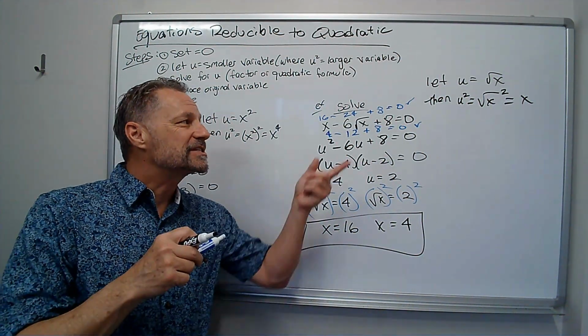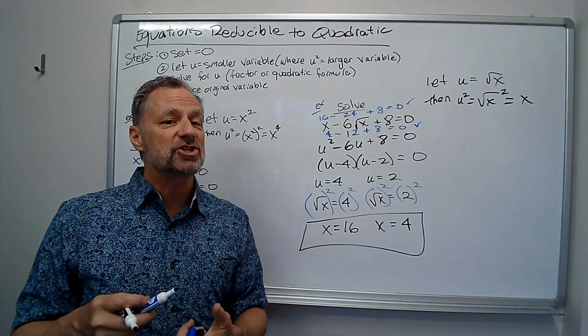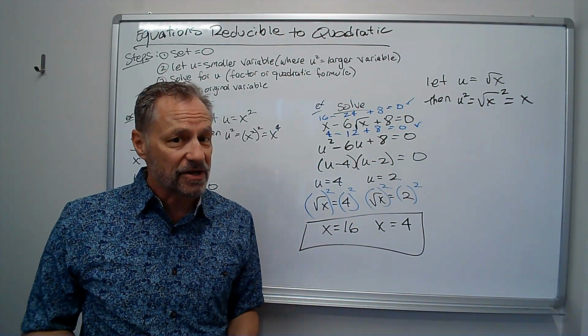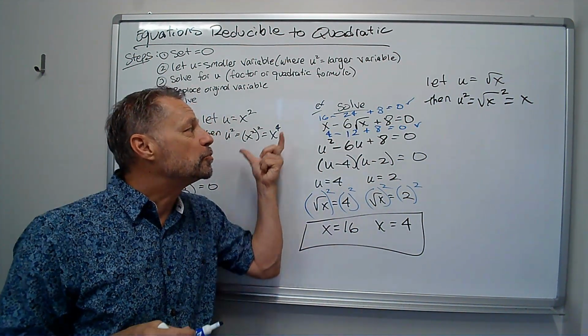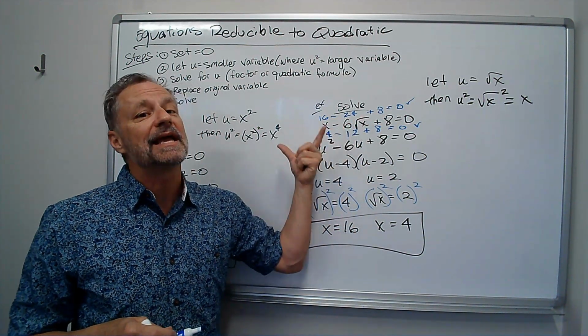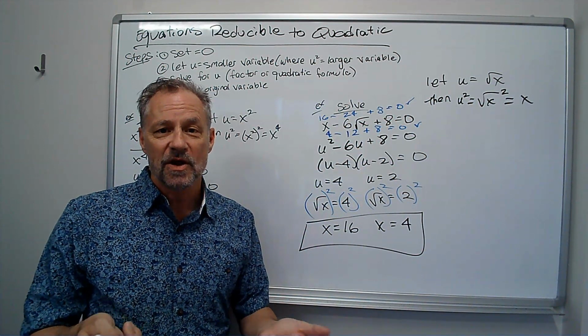Okay, so there's some examples of that with the u-substitution, we call it. This is something that you're going to use if and when you go into calculus. But a u-substitution is something you can use to put an equation that doesn't look quadratic into quadratic form, and then you can solve by either factoring or using the quadratic formula.